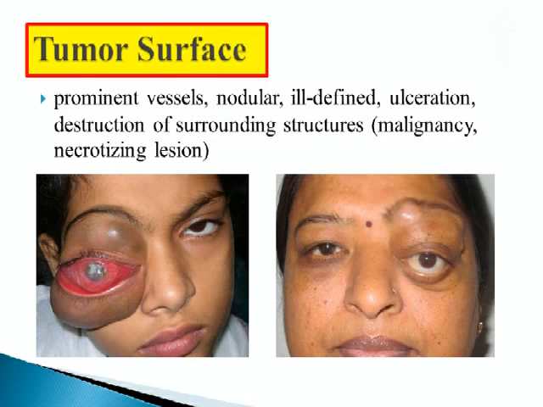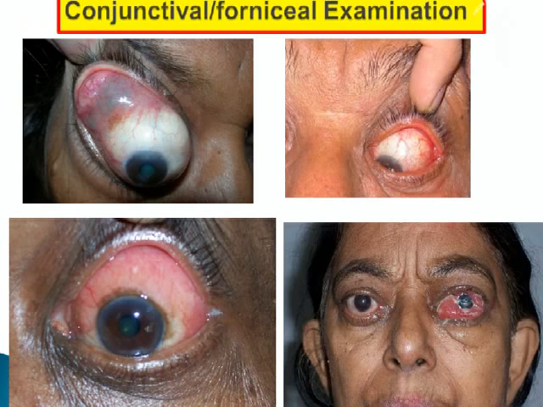Now, further, the tumor surface has to be felt properly, especially for any nodular surface, ill-defined areas, ulceration, destruction of surrounding structure has to be noted, especially in cases of malignancy and necrotizing lesion. We have to look at the conjunctival fornices in detail, like in this case with the lymphangioma or carotid cavernous fistula, where you can see the dilated vessels, or this is a typical salmon patch appearance in cases of lymphoma or in cases of cavernous sinus thrombosis.